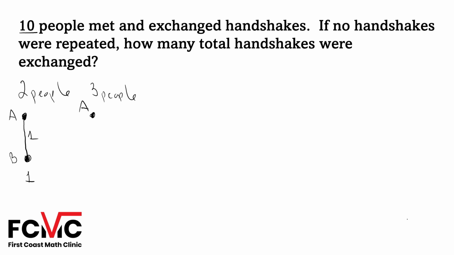So here we've got person A, B, and C. Person A can shake hands with B and C. Person B can shake hands with C. B already shook hands with A, and C is shaking hands with A and B. So we've got 3 handshakes here. What about 4 people?